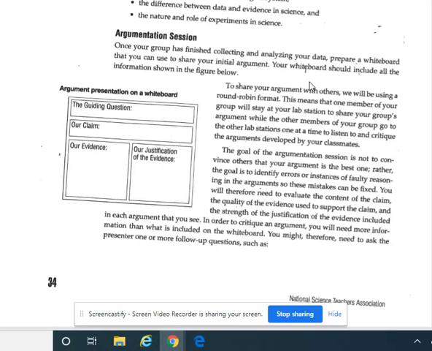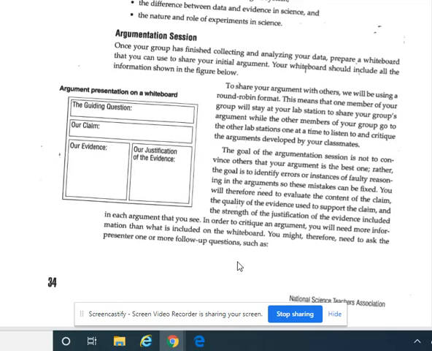So on your slide, you will have the guiding question, your claim, the evidence you use in your claim, and how you justify that evidence. To share your argument with others, we will be using a round-robin format. This means that one member of your group will stay at your lab station to share your group's argument, while the other members of your group go to the other lab stations one at a time to listen and to critique the arguments developed by your classmates.